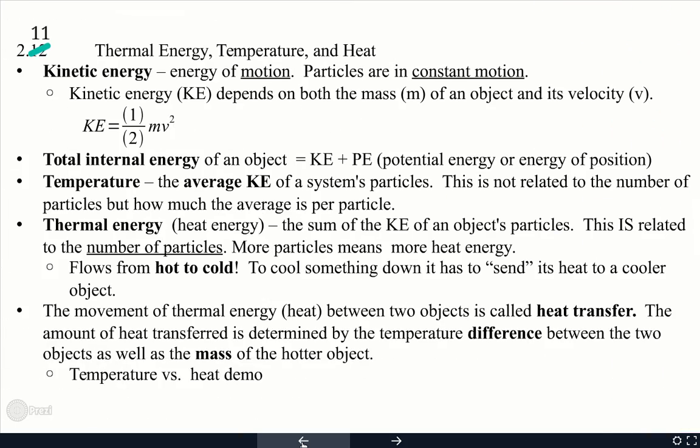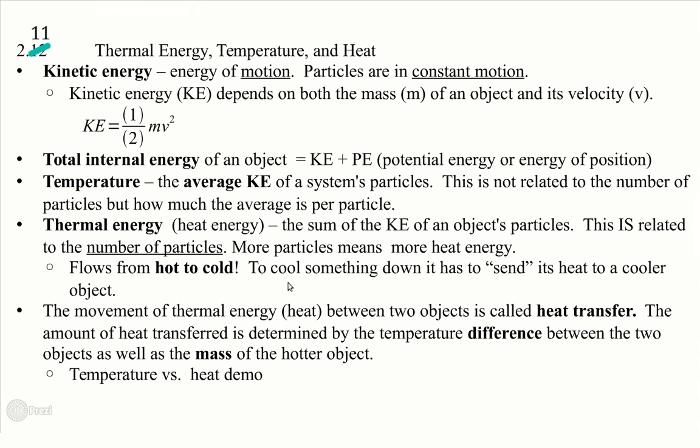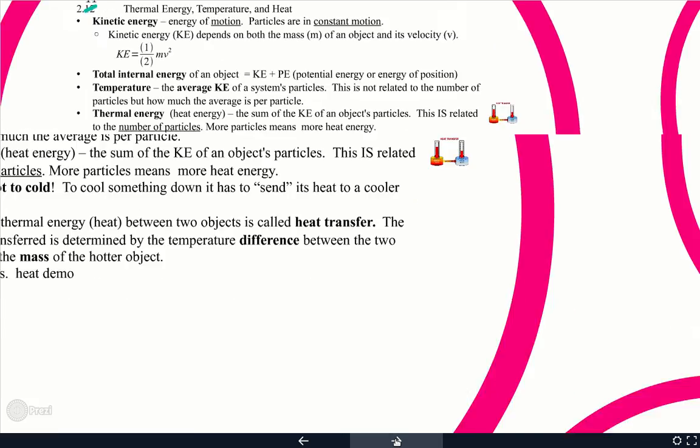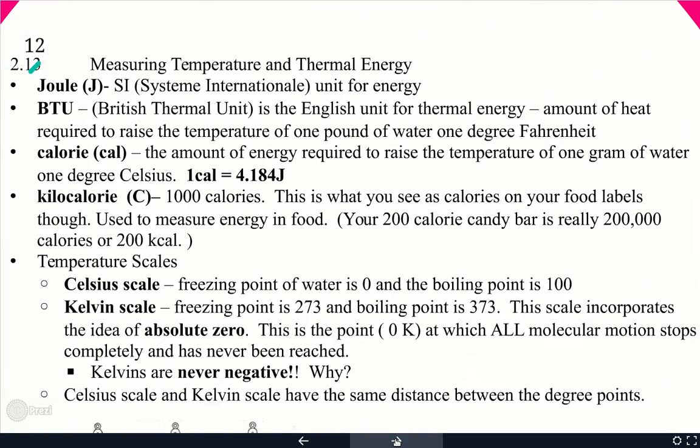How do you cool something off? To cool something off, or to cool something down, it has to send its heat to something colder. So if I want to get down to 0 degrees Kelvin, I have to send my heat to something even less than that. Well, that's not possible. So 0 degrees Kelvin is just a theoretical point. We can get close, but we can never get there.